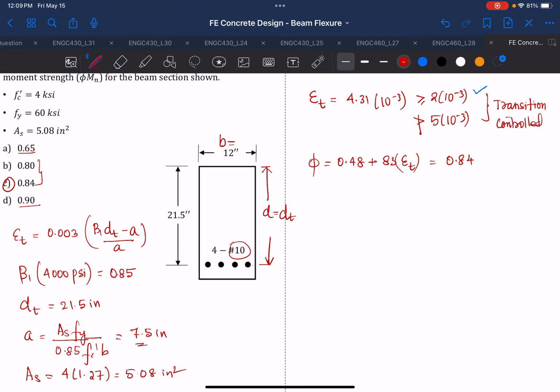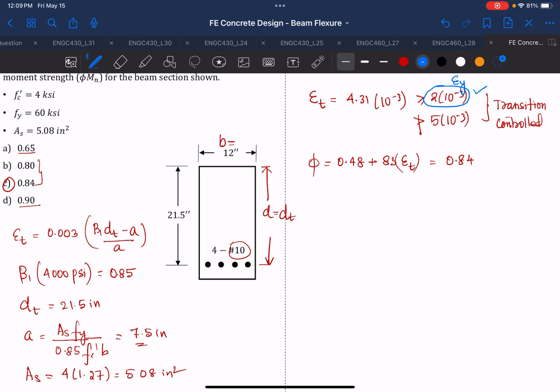Okay, so that's how you calculate the strength reduction for your concrete design. So all you need to know is whether the steel is yielded or not. If it's yielded, then is it transition control or not? Because the requirement for the steel to be yielded is that the strain has to be equal to the yield strain of steel, which is 2 × 10 to the power minus 3 or 0.002.